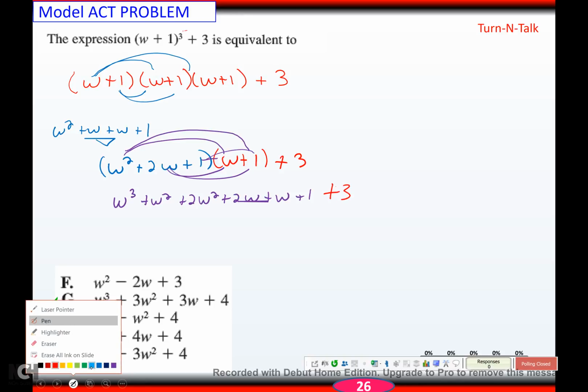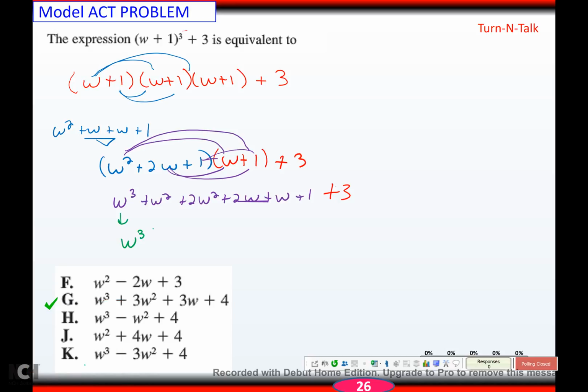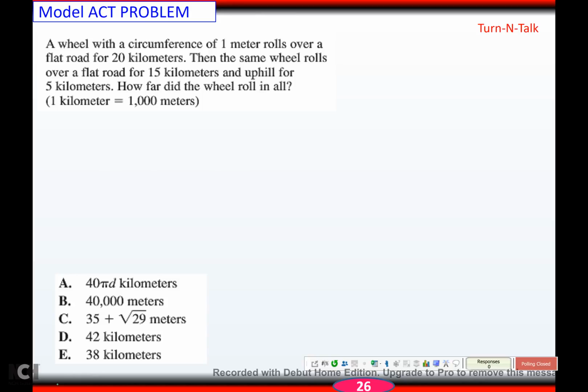Alright, so now we can combine like terms. I have no other W cubes. I have W squared, and 2W squared makes 3W squared. I have a positive 2W and a 1W, which makes 3W. And I have a 1 and a 3, which makes 4. Okay? Alright, try this one. Hit pause, come back when you're ready.